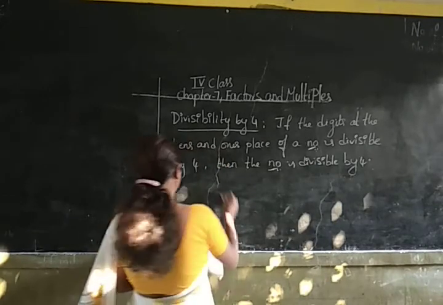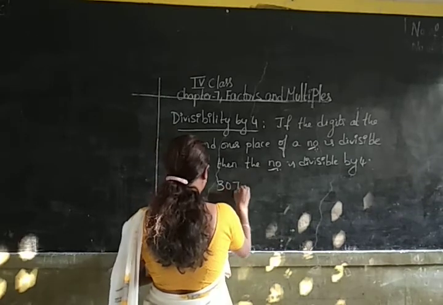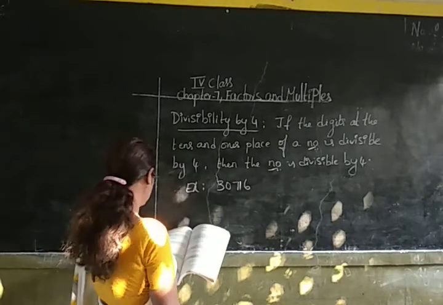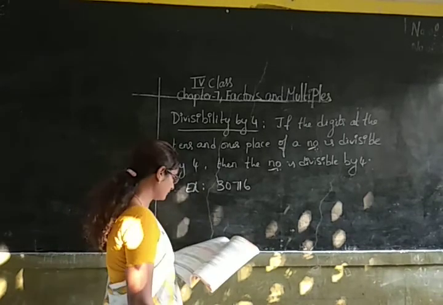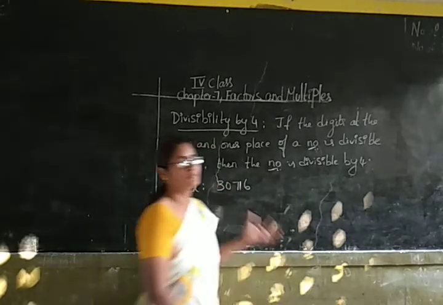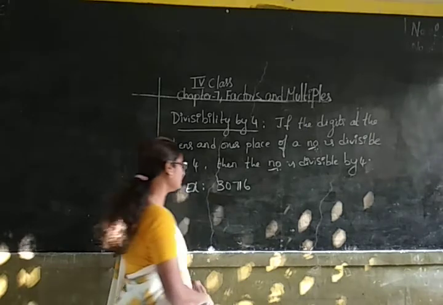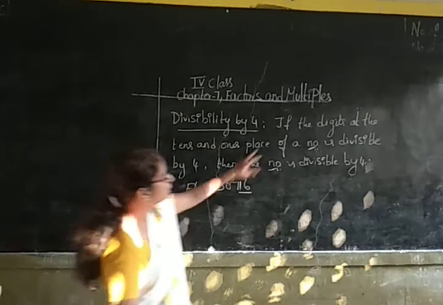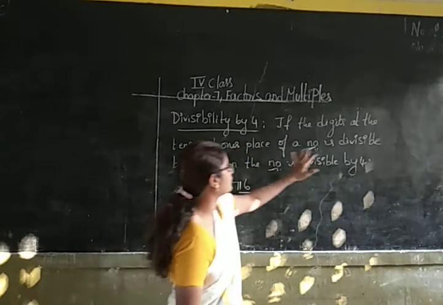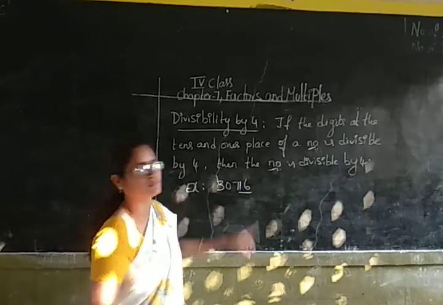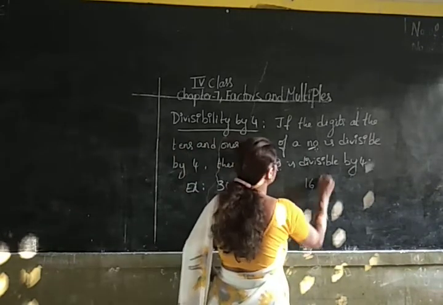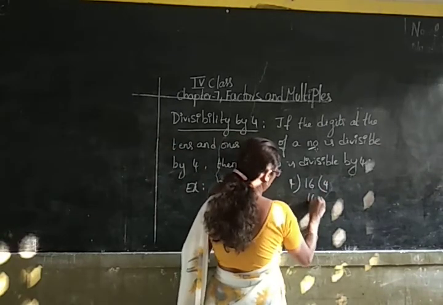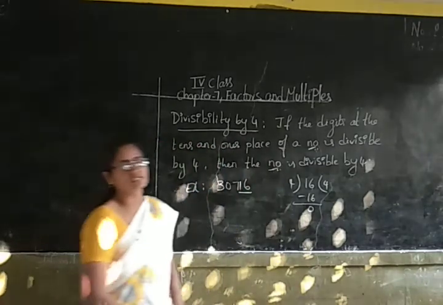For example, let us take the number 30,716. Here the digits at its tens and ones place is 16. Now let us divide 16 with 4. 4 fours are how much? 4 fours are 16. So 16 is divisible by 4.